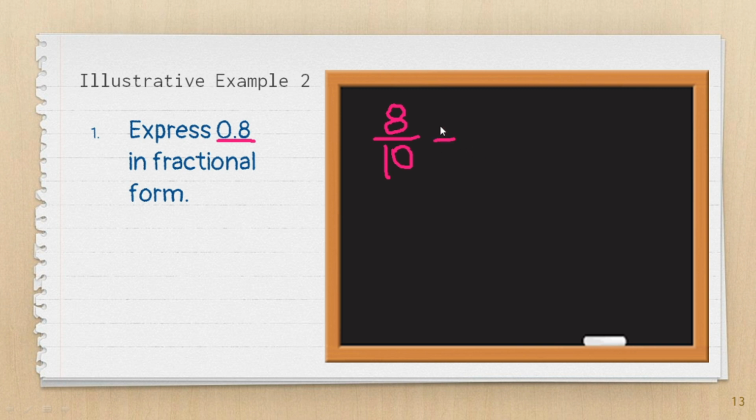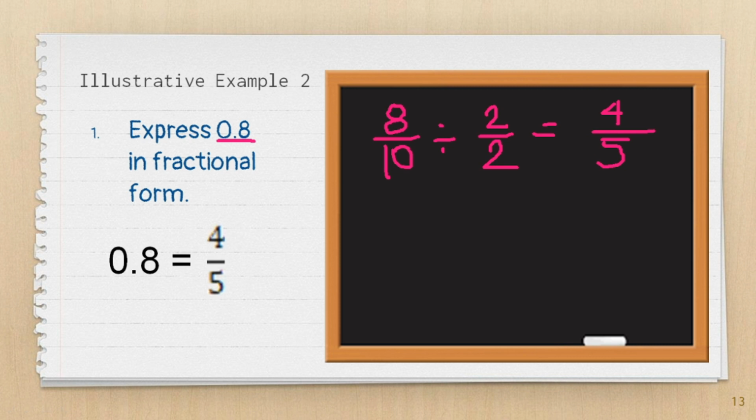So, we have 2. Tama? Pwede pa natin siyang i-divide sa 2. So, 8 divided by 2, that's 4. And then 10 divided by 2, that's 5. Pwede pa ba natin paliitin si 4 and 5? Meron pa ba tayong pwedeng i-divide sa kanila? Okay, wala na. So, ibig sabihin, therefore, 8 tenths is equal to 4 over 5.